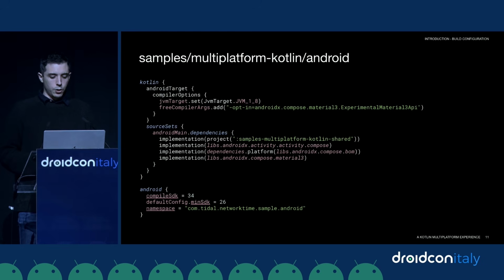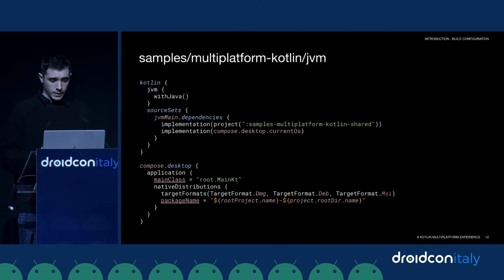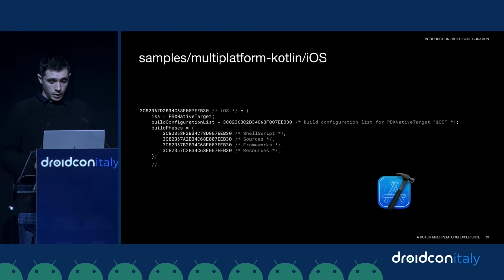Here is the entry point module for the Android app, which configures some trivialities and some Android-specific dependencies for the glue code to the shared module. Similarly, the JVM entry point module is very simple, with additions on top of JVM-specific dependencies for the glue code. Then we have the pbxproj file for the iOS sample app module, which is a bit of a mess if you don't have Xcode in front.